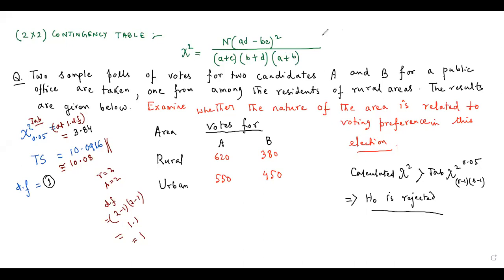Okay, A plus C, B plus D, A plus B, and C plus D, where capital N is equal to A plus B plus C plus D. This formula you can consider to calculate the chi-square statistic for a 2 by 2 contingency table.